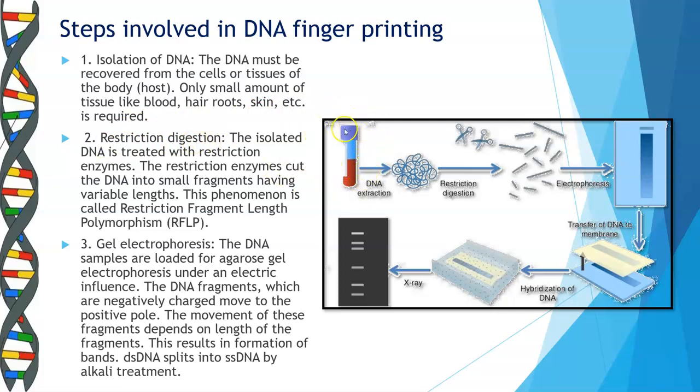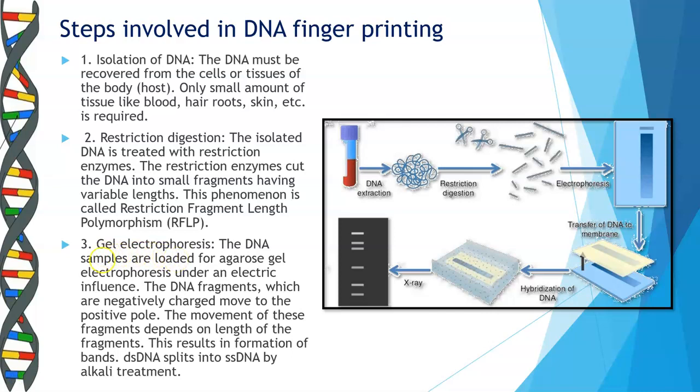So you have your tissue sample and then the next step we move to restriction digestion. The isolated DNA is treated with restriction enzymes. The restriction enzymes cut the DNA into small fragments having variable lengths. This phenomenon is called restriction fragment length polymorphism, RFLP. So here is your DNA. It is then taken out and then it is subjected to restriction digestion. So the process moves forward and small fragments of this DNA are prepared.